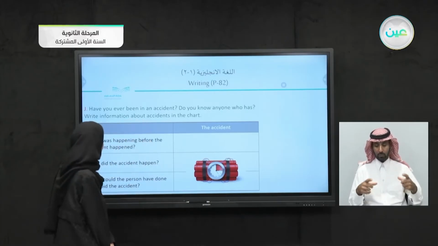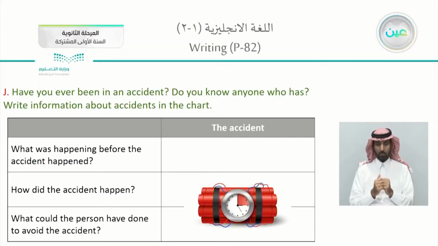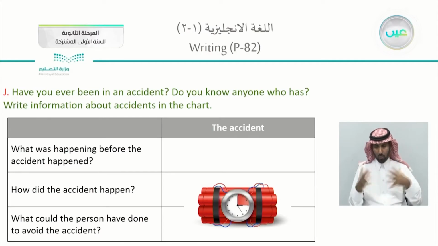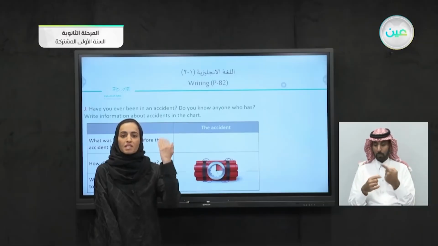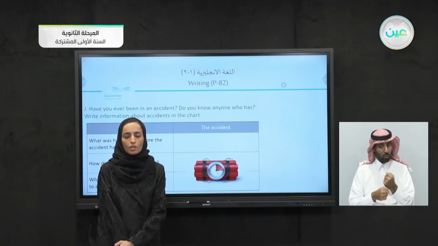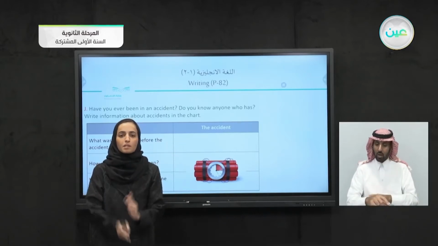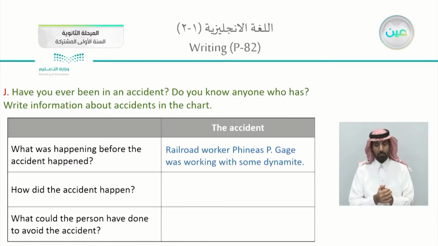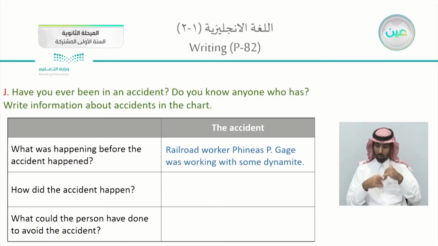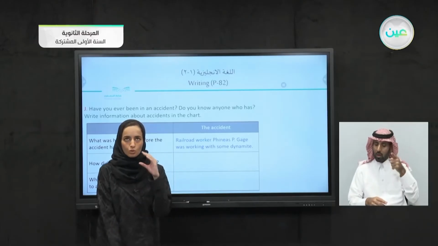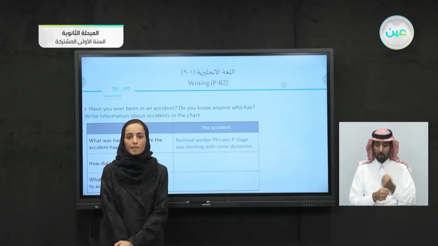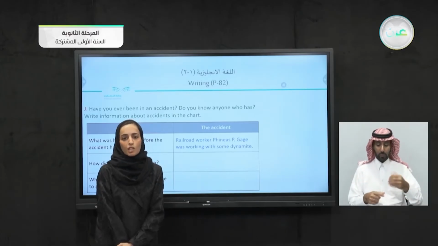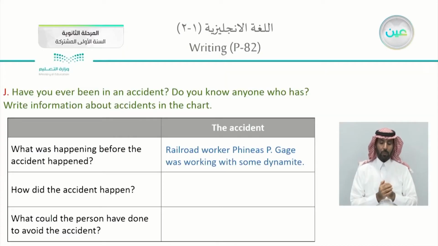Here, we're going to come up with answers for these three questions. The first question: what was happening before the accident happened? Here, we're going to prepare the setting. What happened before? You are describing the time, it might be the situation. For me, I will say, railroad worker Phineas P. Gage was working with some dynamite. You can mention the time, and you can mention why he was working with the dynamite. Was it an explosion? He was actually working. He was a keep worker.